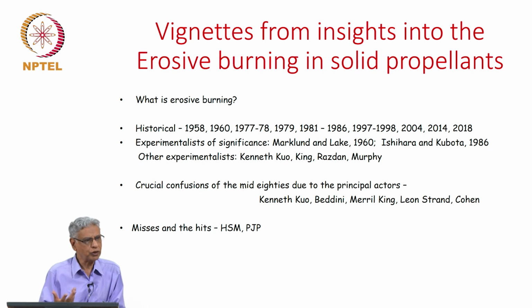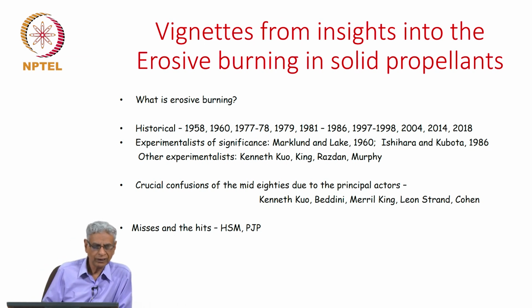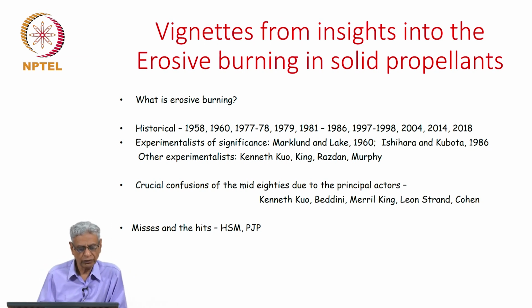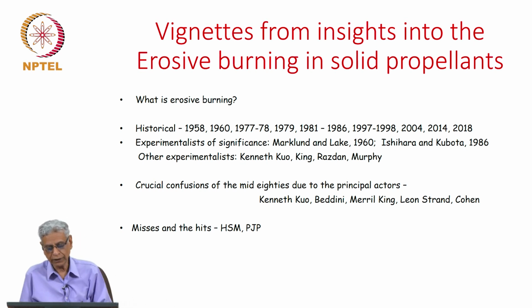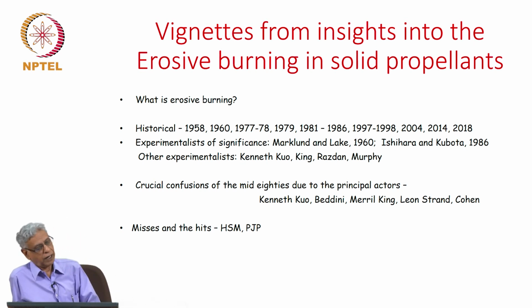So, I will ask the question, what is erosive burning? Some historical context about it from 1958 onwards till even recently. There have been many experimenters working in this area of significance. There is somebody called Marklund and Lake in the 60s, Ishihara and Kubota in 1986, Kenneth Kuo, King, Razdan, Murphy. There are many people who are well known in this subject.